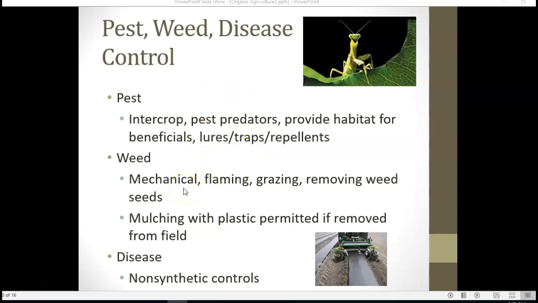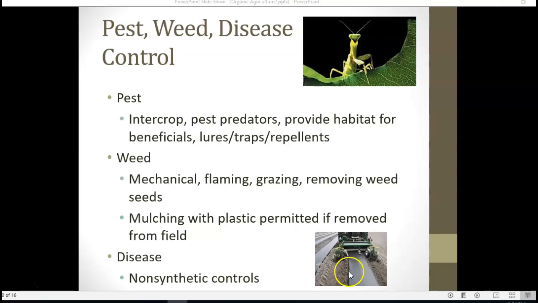For weed control, what you saw at the SD farm, you saw mulching with plastic, and that is permitted if it's removed from the field. This is the type of machine that can lay plastic, and then you can put holes in it to plant your crops in. You have to take it out of the field every year. Ideally, you reuse it instead of sending it to the landfill.